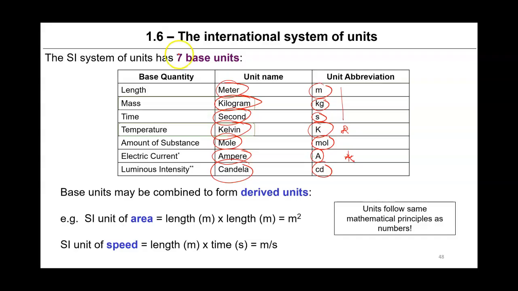Now, obviously there are many more than 7 things that we can measure, and when we want units for some of these other things, what we're going to do is combine these base units to form derived units. So for example, if I want to derive a unit for area, I'm going to multiply 2 lengths together, and so for that reason area has the derived units of meters squared. To calculate a speed, I'm going to take length and divide it by time. So the units for speed in the SI system are going to be meters divided by seconds.